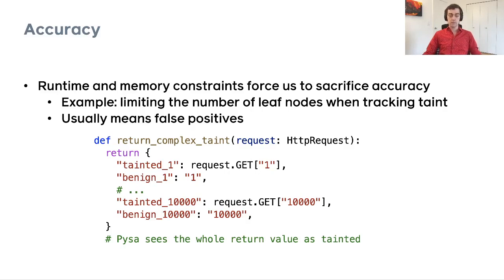One example of this is we limit the number of leaf nodes that we track when tracking taint. So if we look at this example here, we have a dictionary with 20,000 entries, and half those entries contain user-controlled data, and the other half are totally benign. Pysa isn't going to be able to track all these entries separately, so we just collapse down the taint and say that the whole dictionary is going to contain user-controlled data. This means we might introduce some false positives when accessing a benign attribute like this one.